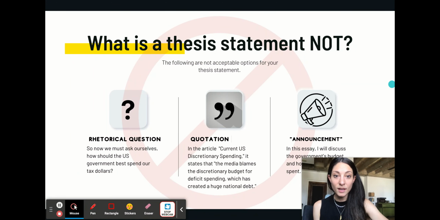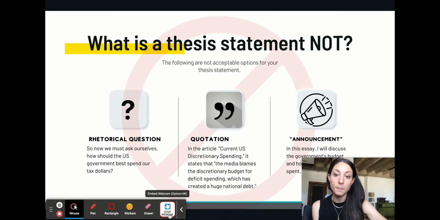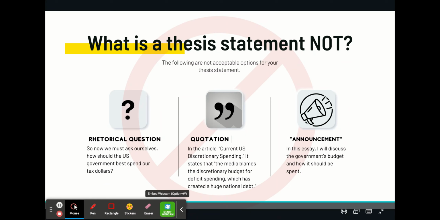Something to think about is what a thesis statement is not. I get a lot of students writing sentences at the end of their introductions that are not correct thesis statements, and here are some examples of that. A thesis statement is not a rhetorical question. For example, so now we must ask ourselves, how should the US government best spend our tax dollars? It doesn't answer the prompt question because it gives another question, right? We want to provide an answer.